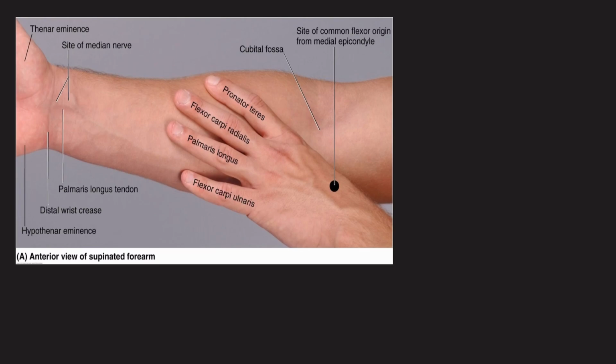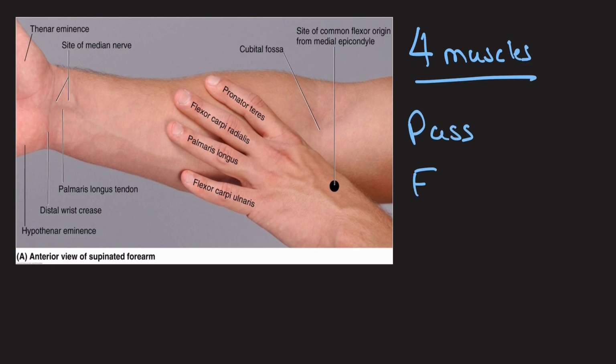Now we're looking at the superficial layer of the anterior compartment of the forearm. This contains four muscles. The mnemonic for them is pass, fail, pass, fail. Where the P stands for pronator teres, F for flexor carpi radialis, the other P stands for palmaris longus, and the last F stands for flexor carpi ulnaris.